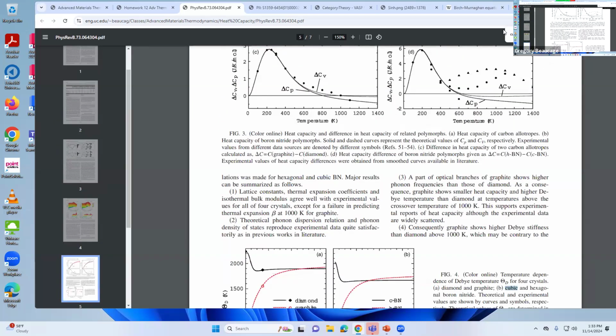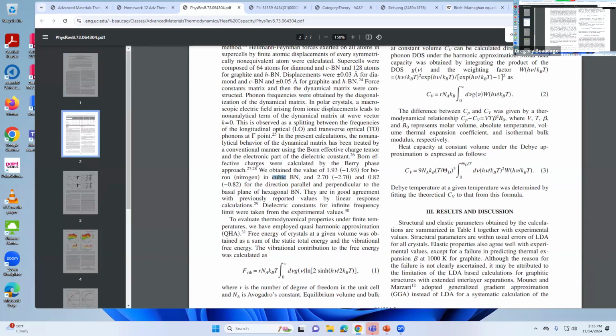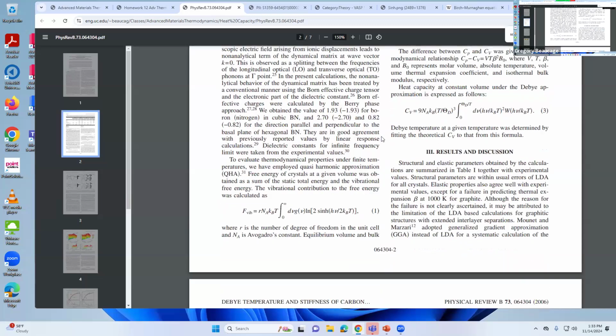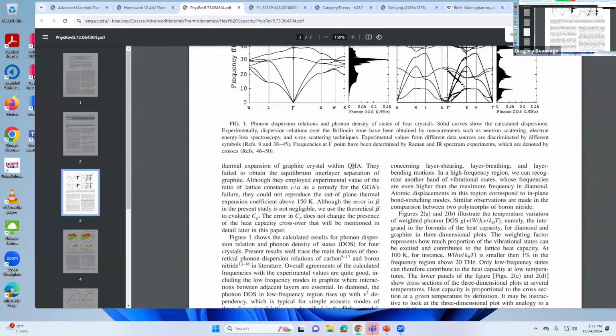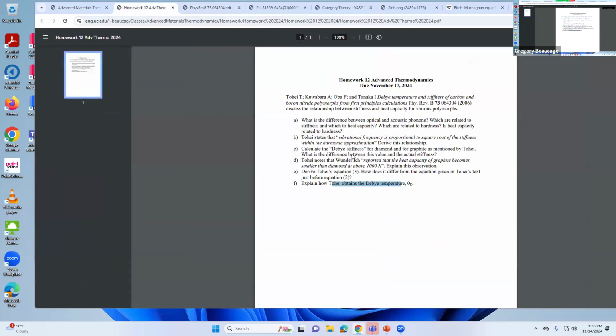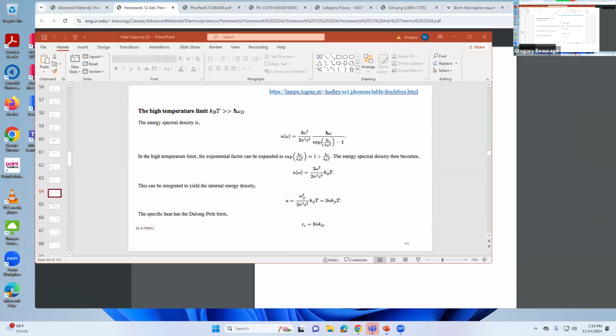Well, that's because it's cubic boron nitride. Square root. Somewhere in here he mentions that it's quadratic in frequency, but I don't see it. Anyway, it is in there someplace, but that comes from that thing.